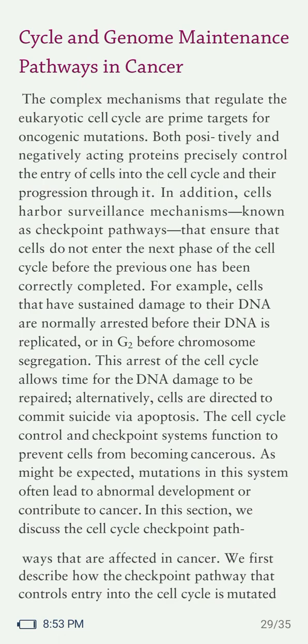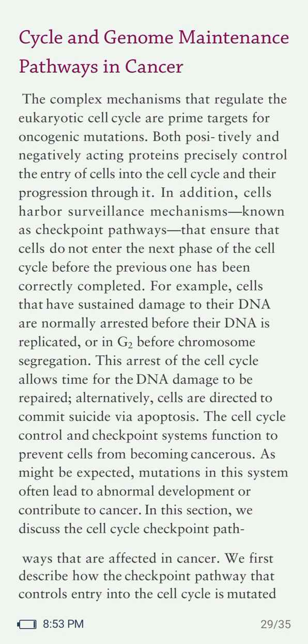For example, cells that have sustained damage to their DNA are normally arrested before their DNA is replicated, or in G2 before chromosome segregation. This arrest of the cell cycle allows time for the DNA damage to be repaired. Alternatively, cells are directed to commit suicide via apoptosis. The cell cycle control and checkpoint systems function to prevent cells from becoming cancerous. As might be expected, mutations in the system often lead to abnormal proliferation or contribute to cancer.